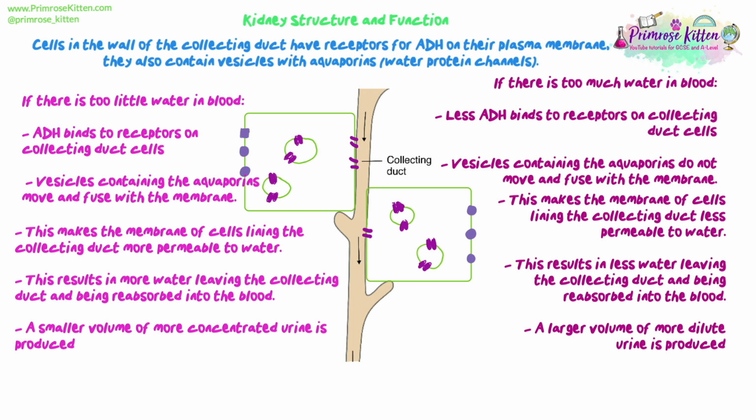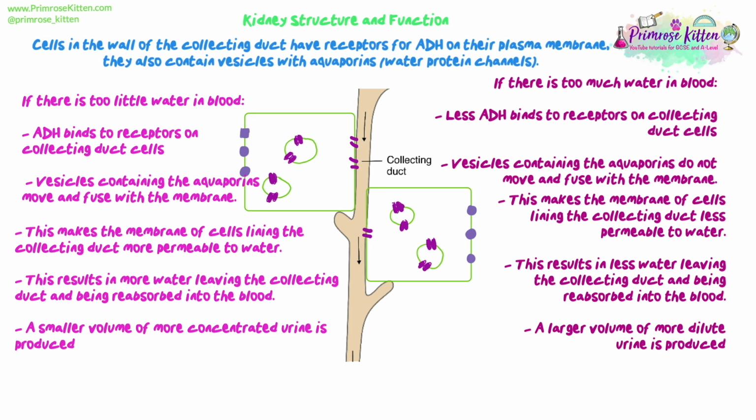So how does ADH actually affect how much water is reabsorbed into the blood, or how much water ends up in urine? You need to be able to explain both scenarios and do it kind of as a process as we've talked about. So what happens when ADH binds and then what chain reaction it causes. And it works in a similar way to how we've seen before, using that secondary messenger cascade. Cells in the wall of the collecting duct have receptors for ADH, and they also contain vesicles, which have aquaporins in them. So aquaporins are just protein channels, but specifically for water, okay?